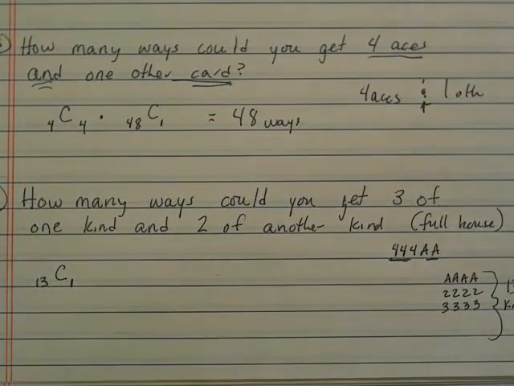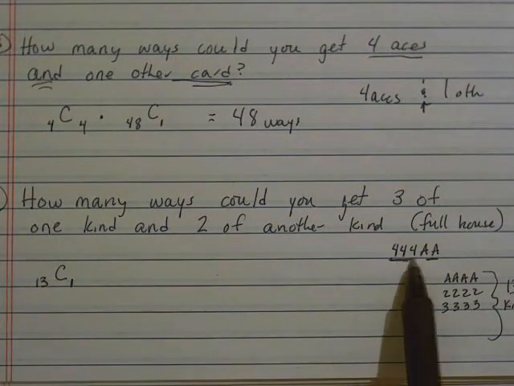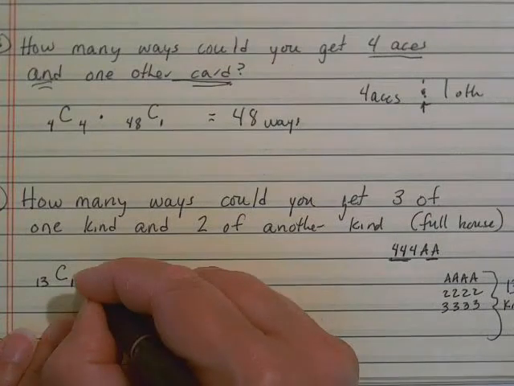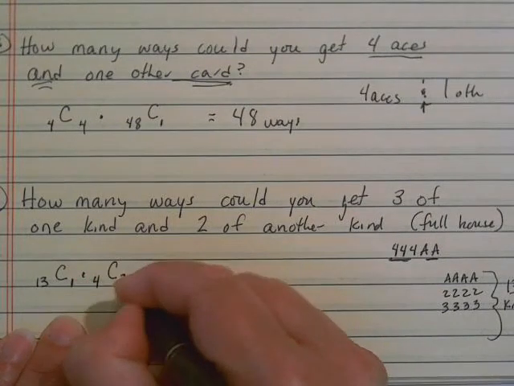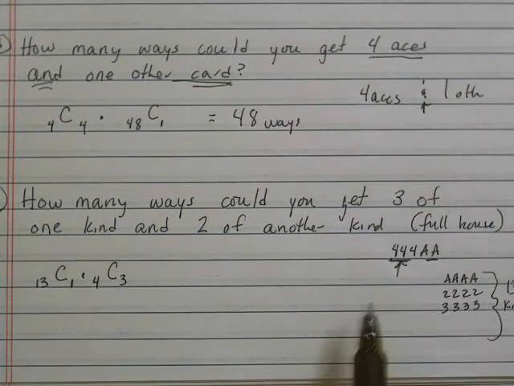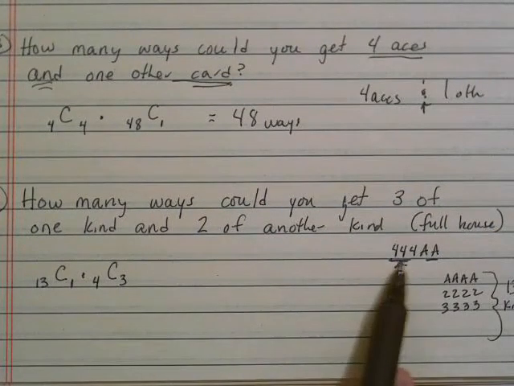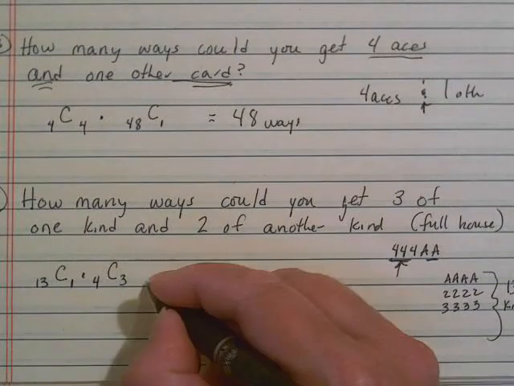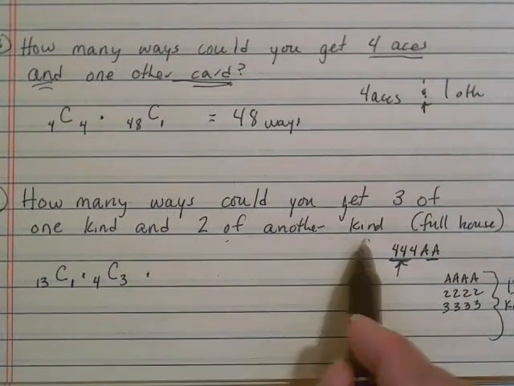Now from that kind, I want to get 3 out of the 4 cards. So I want to out of the 4 cards, choose 3 of them. So that gives me this first set of cards. I've narrowed it down to a kind, and from those 4 cards, I want 3 of them. But I also want to get 2 of another kind.